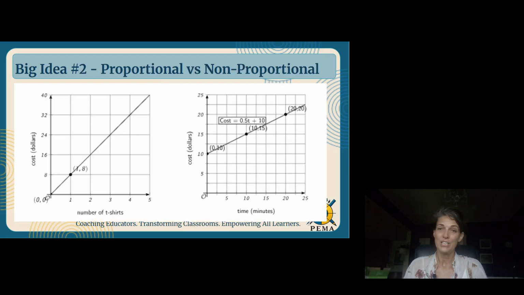The other big idea in grade 7 is making the distinction between proportional and non-proportional. And kids need to understand that for it to be proportional, the graph needs to go through the origin. In other words, if you don't buy any t-shirts, you don't spend any money. No money, no t-shirts. Whereas with the pizza, no toppings, you still have to pay $10 for the cheese pizza. So that's a linear relationship, but it's not a proportional relationship.